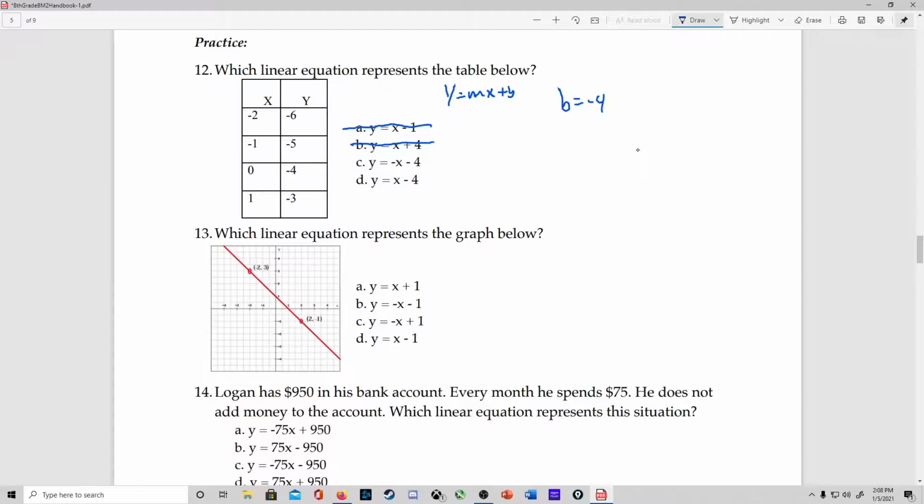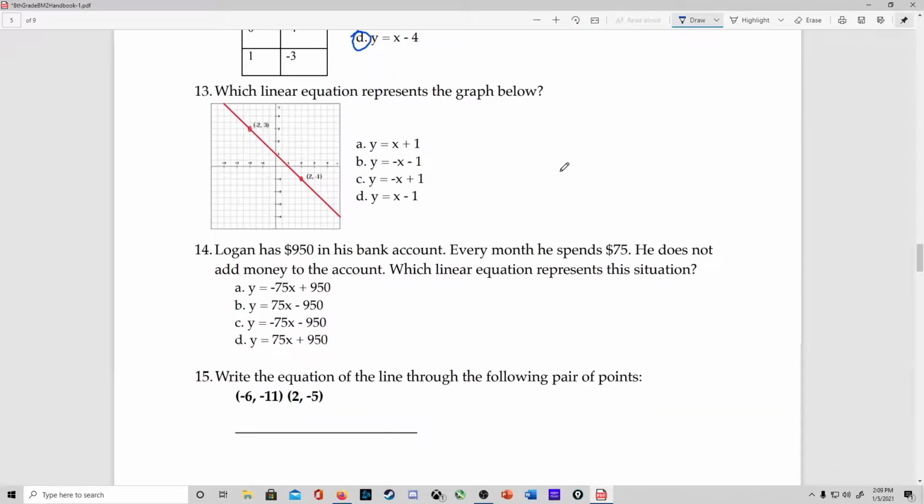So then next we want to find m. And we remember that m is the change in y over the change in x, which is rise over run. So now we want to look at this. The change here is +1, and the change here is +1. So 1 over 1, 1. Okay, so again, it's not negative, so this is no good. So the only answer that works is D.